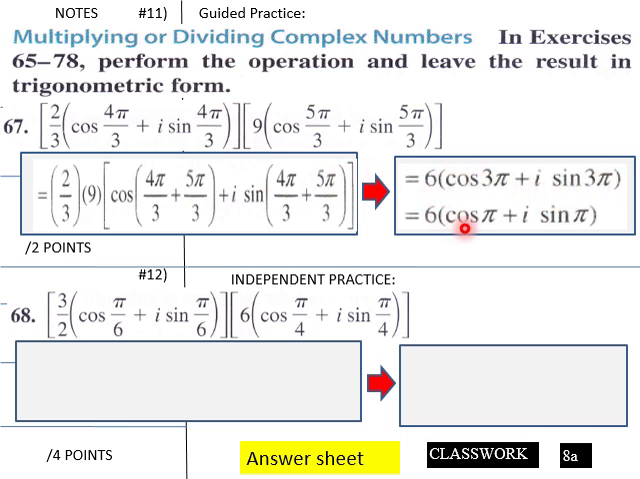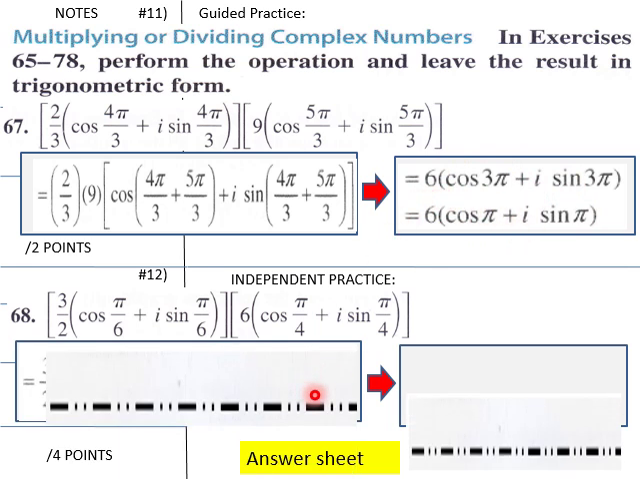And when we factor out one period here, which is 2 pi, we end up with 6 times cosine pi plus i sine pi for our product here.